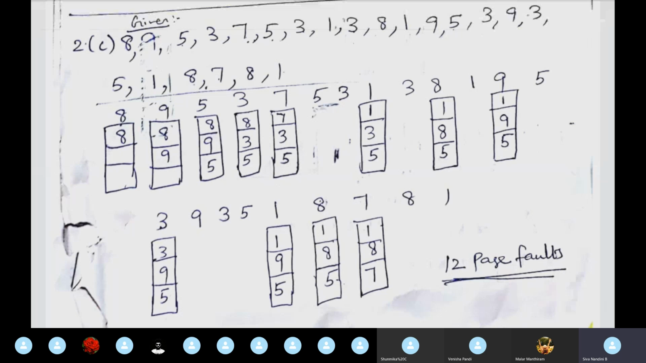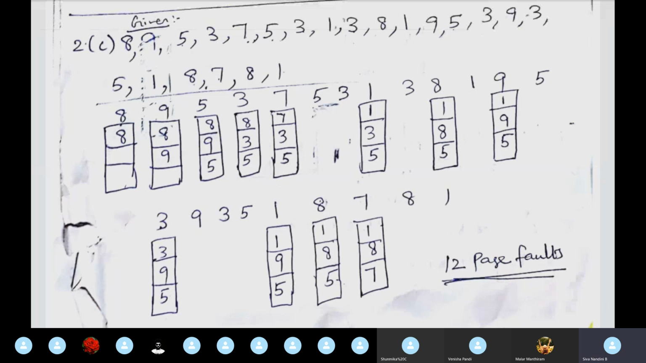Okay. Next, if you see in the reference string we are having 1. So this 1 is already available in the frame. So no need to bother. Now after this we are having 9. This 9 is not in the frame. So we need to bring it into the frame. So for that we will be seeing the future pages. So after this 9, if you see, we are having 5. So this 5 is in the block. So this 5 shouldn't be replaced.